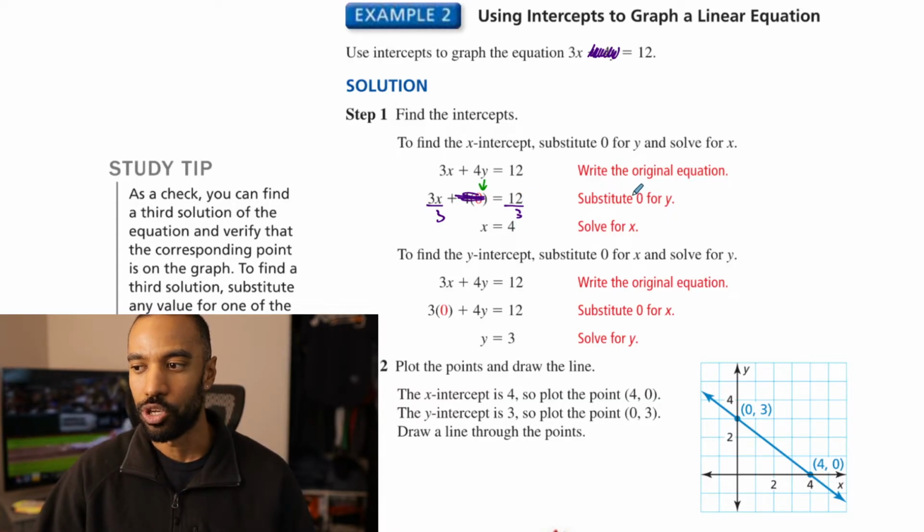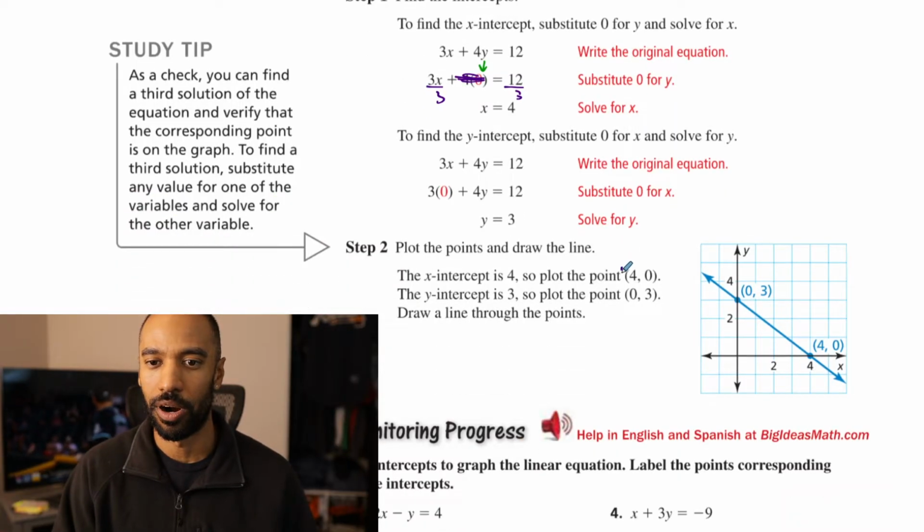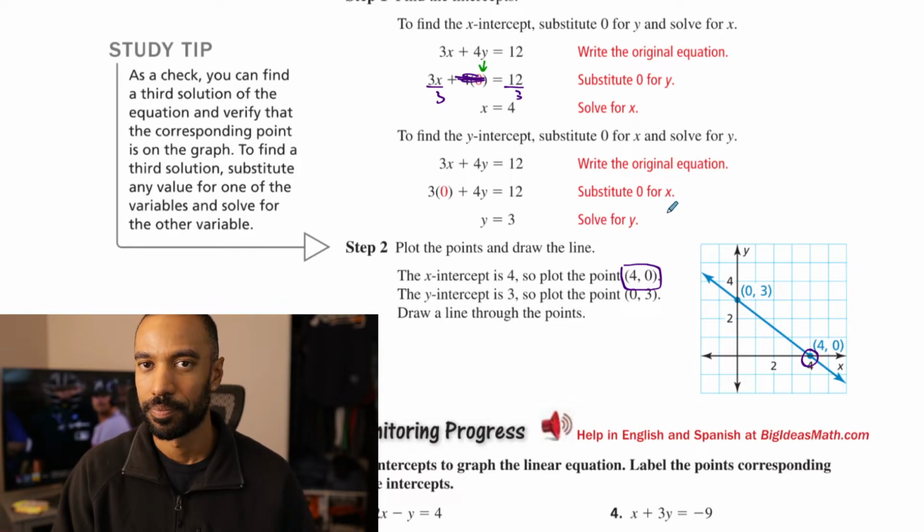4 is the x value when the y value is 0. That means there's a point on our graph that is 4, 0. We plot that point right there. Okay, let's do it again.